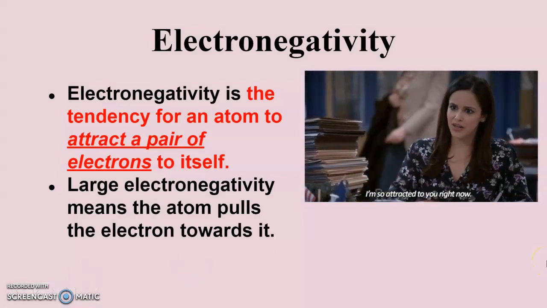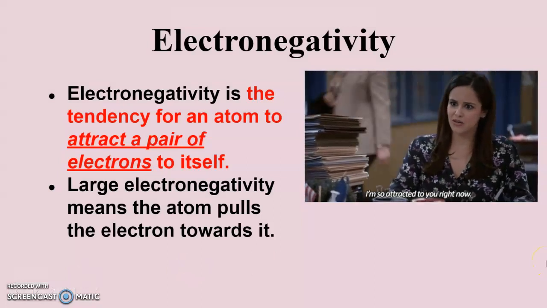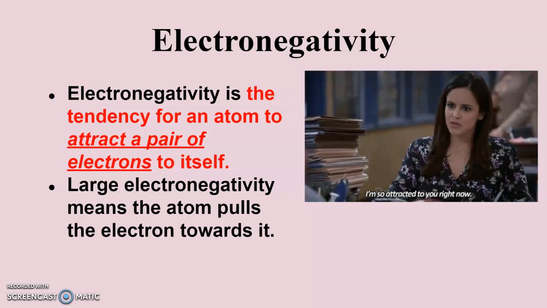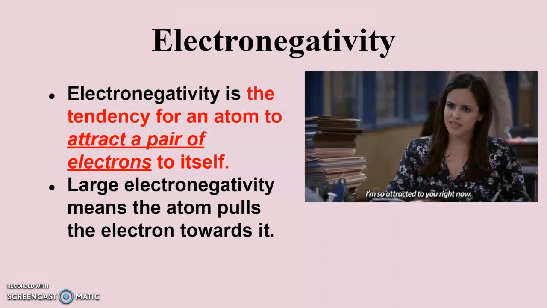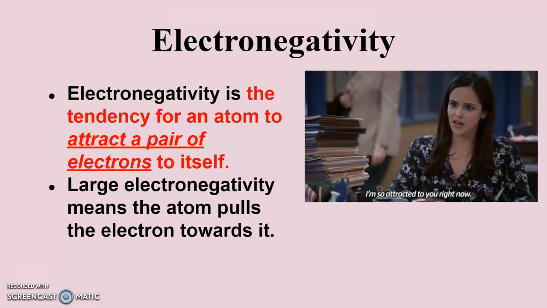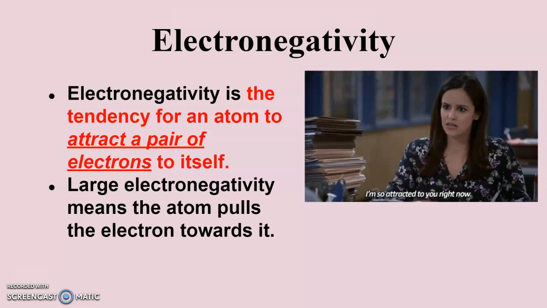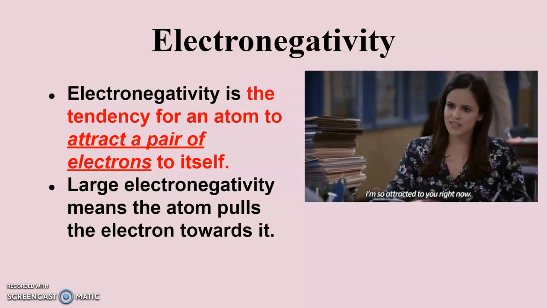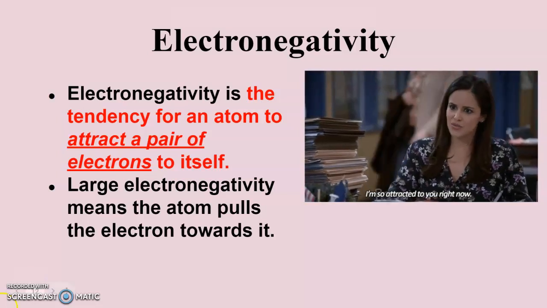Next up is electronegativity. Electronegativity is the tendency for an atom to attract a pair of electrons to itself. Large electronegativity means that the atom pulls the electrons towards it. So the more electronegative an element is, the more likely it is to take electrons from other elements.